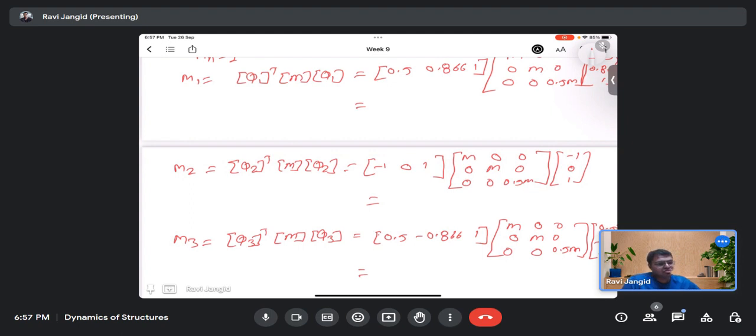Anyone with the values? M1 is 1.5m. Okay, that is right. It is also 1.5. Okay. Second, M2. Yes, it is right.